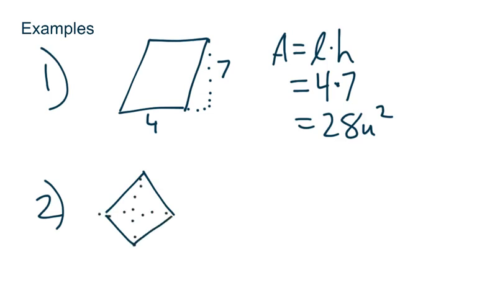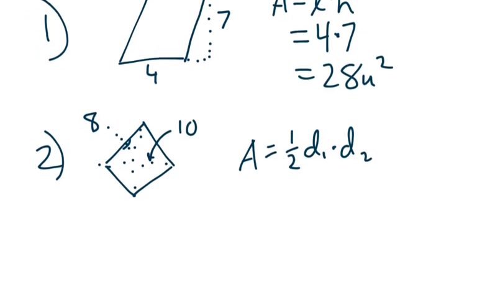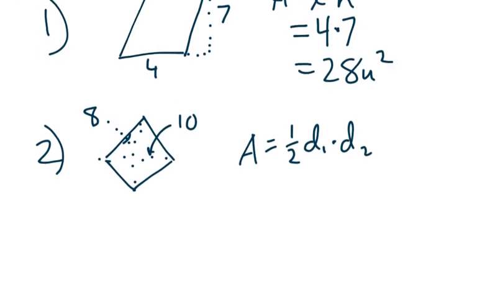Again, you're going to be given these numbers, so let's say that this one is 10, and this one is 8. Our area formula is equal to 1/2 diagonal 1 times diagonal 2. Now here's the thing. It doesn't matter which one you pick to be diagonal 1 or diagonal 2, because we're going to multiply them together anyways. So I'm going to go 8 times 10.